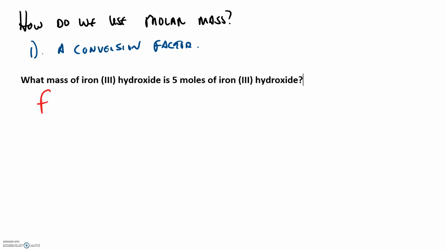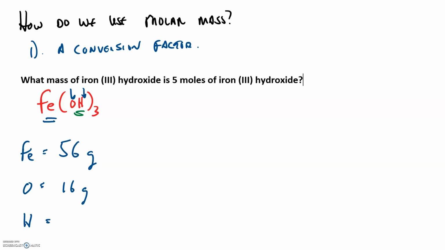So we're going to need a formula, and iron 3 hydroxide looks like this. We've got 1 iron and we've got 3 hydroxides. And of course, each hydroxide has 1 oxygen and 1 hydrogen. So what's our molar mass? And looking at our periodic table, we know that iron has a molar mass of 55.8 grams. I'm going to round that to 56. We know that oxygen has a molar mass of 16 grams and hydrogen is 1 gram.